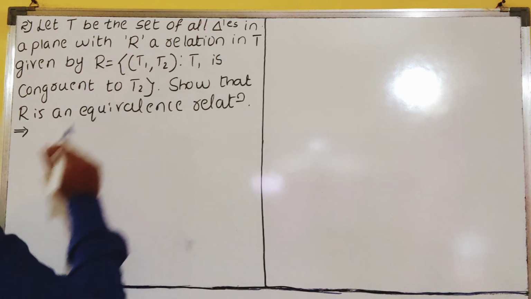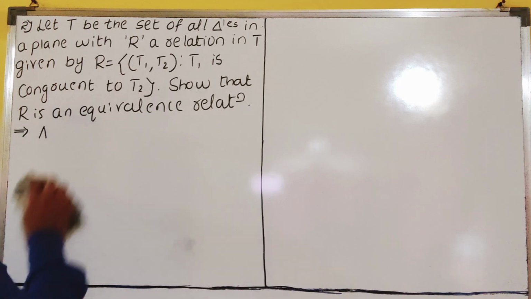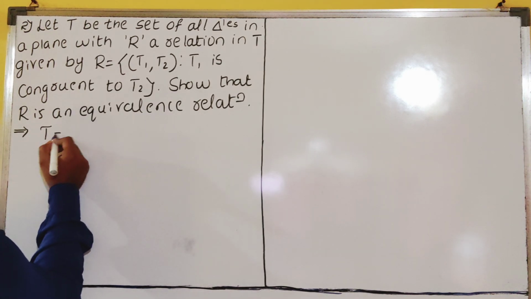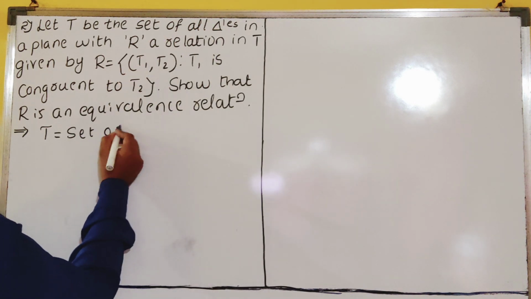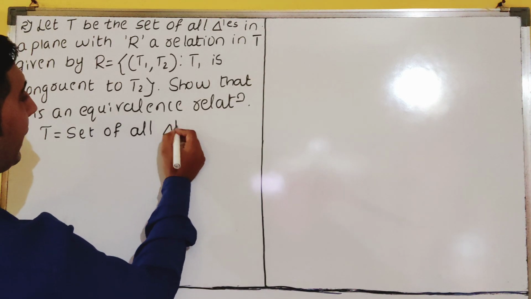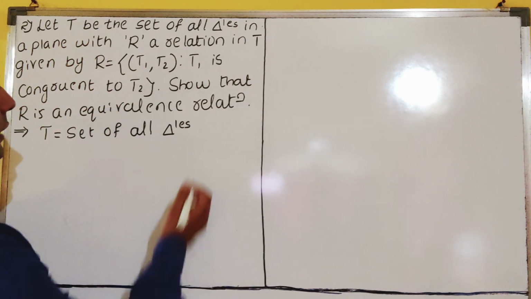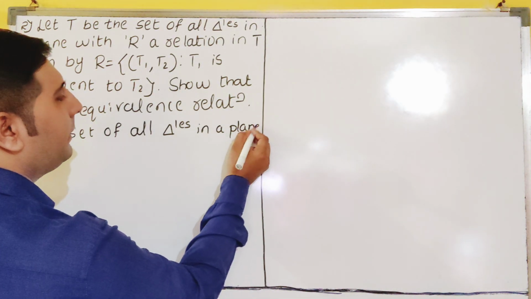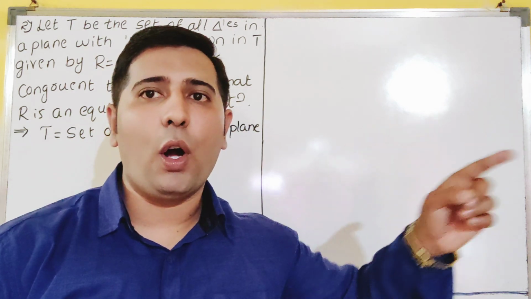Now see how to write it. The set is given as T. Set of all triangles in a plane is given. All the triangles in the world are in it. So our set is only the set of all triangles.